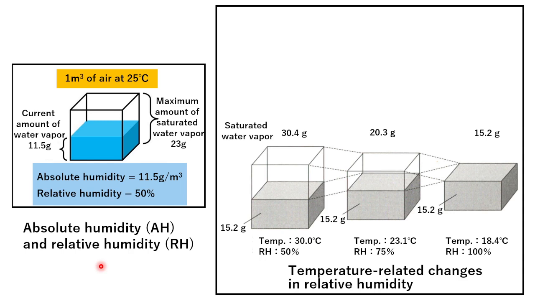Humidity refers to the amount and proportion of water vapor contained in the atmosphere. As you may have heard, absolute humidity and relative humidity are used. Absolute humidity is the amount of water contained per unit volume, expressed in grams. According to this figure, 11.5 grams of water is contained in 1 cubic meter. Absolute humidity is simple to distinguish because it must be attached with grams. And relative humidity is attached with a percentage.